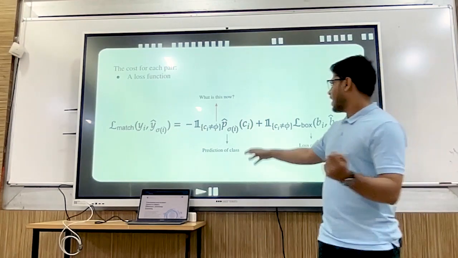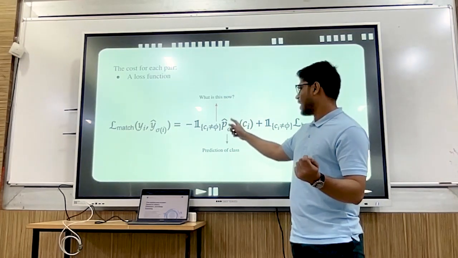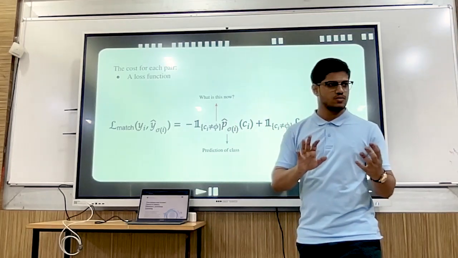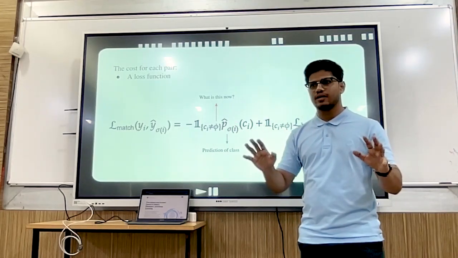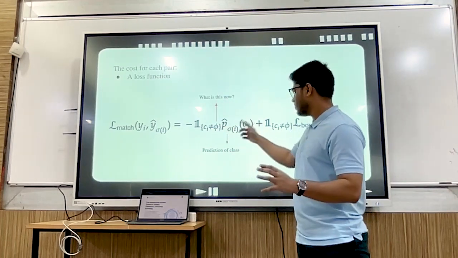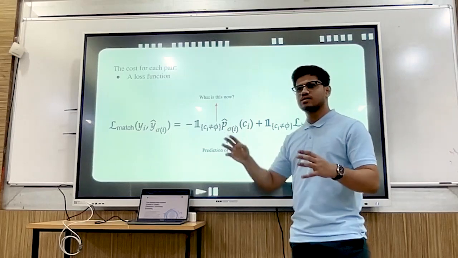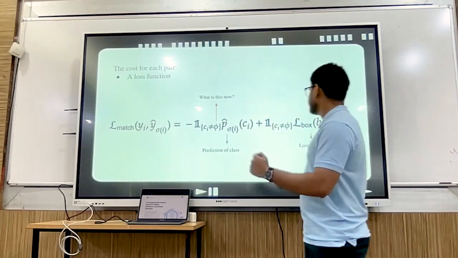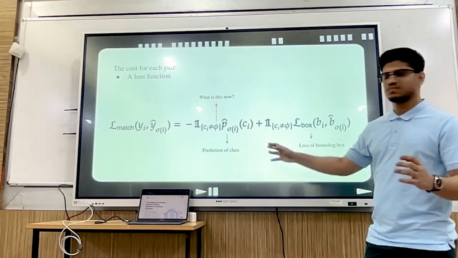And P hat of Ci is the probability of that class token. We know about probabilities right now. We know that dog 0.9 is a probability. So P hat of Ci is dog 0.9. Okay? Good? Got it.